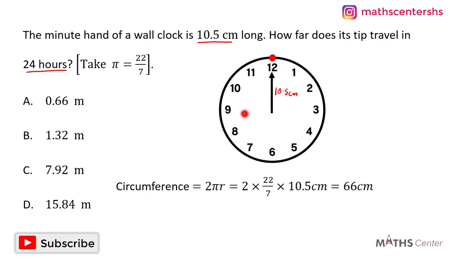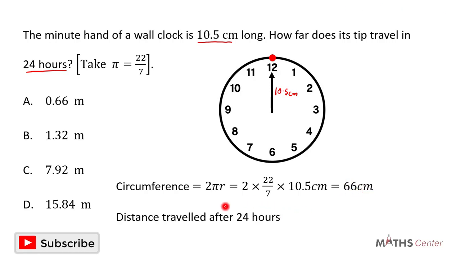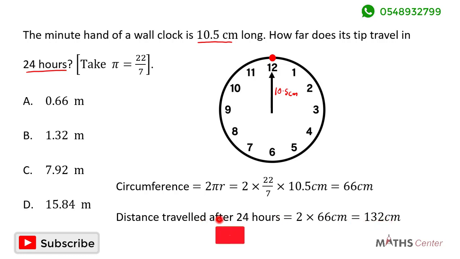What this means is that when the minute hand starts from this point, goes around the circular face and comes back to this point, which will give us a total time of 12 hours, the distance covered will be 66 centimeters. So if you want the distance traveled in 24 hours, we will have to multiply 66 centimeters by 2. 2 times 66 centimeters will give us 132 centimeters. So the total distance traveled in 24 hours is 132 centimeters.